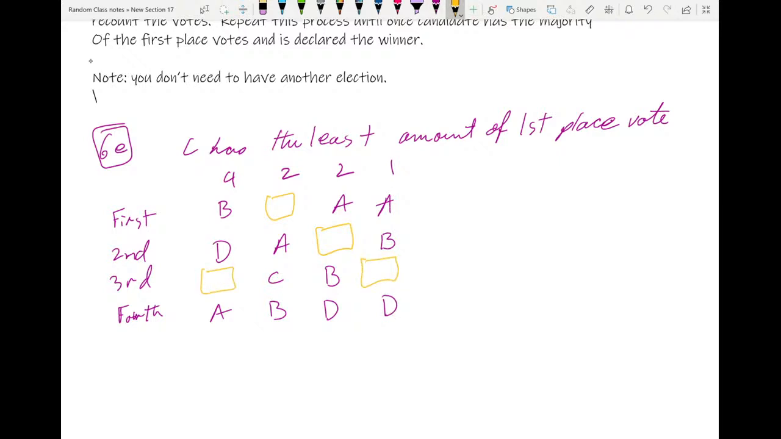Now comes the tricky part. What we're going to do is I'm going to move this up there. I'm going to move this one up to this one up there. I'm going to move everything up.